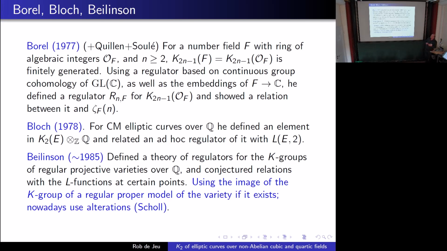So they then wanted to know if there was a similar relation between regulators of higher K groups and the values of zeta functions at other points. The answer was yes, and I think that's true for all the odd K groups here, not K1. So in that case, the K3, K5, etc. of the field is the same as for the ring of integers. Fully proven, this is finitely generated.